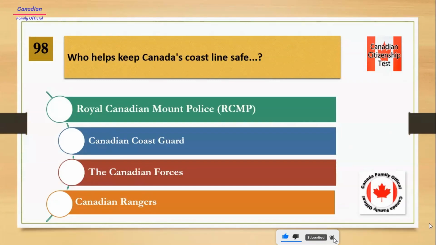Who helps keep Canada's coastline safe? Number 1, Royal Canadian Mounted Police, RCMP. Number 2, Canadian Coast Guard. Number 3, the Canadian Forces. Number 4, Canadian Rangers. And the answer is Canadian Coast Guard.